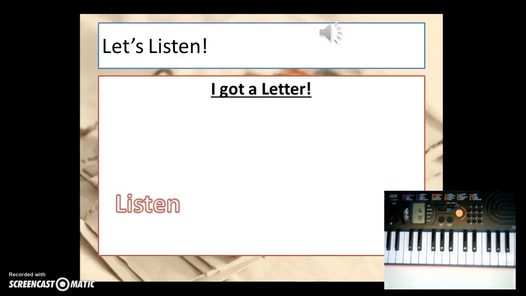When you listen to it, just listen to it. Try to hear the words, try to hear the piano, even the snapping. It's a fun, jazzy song. So let's listen to I Got a Letter.